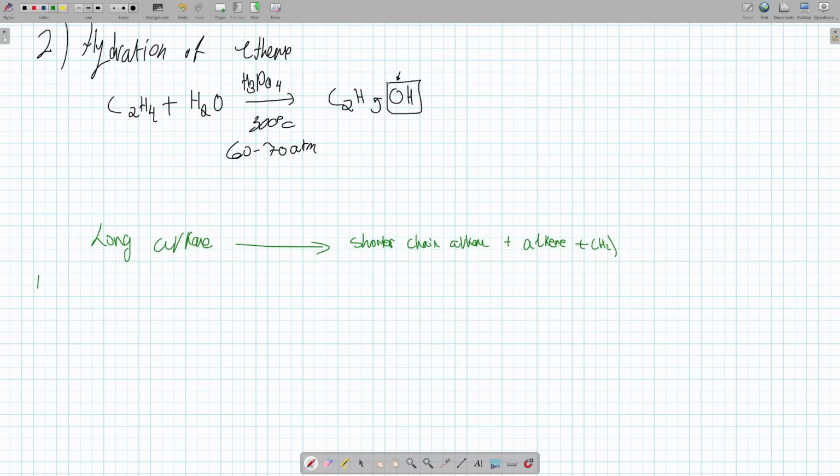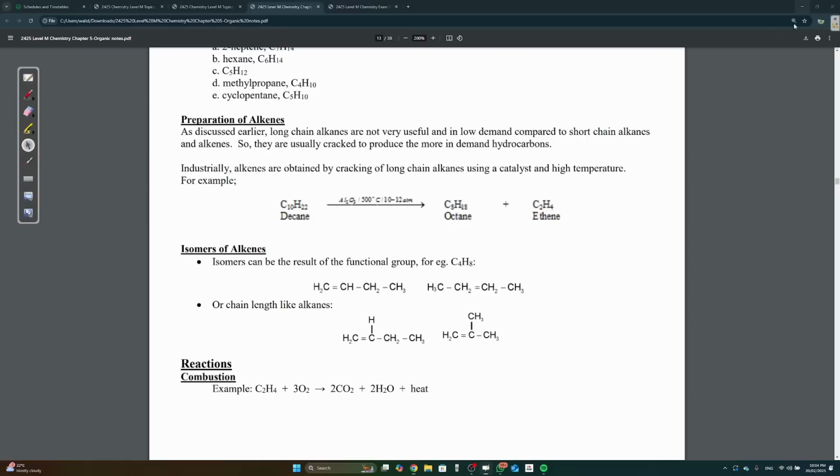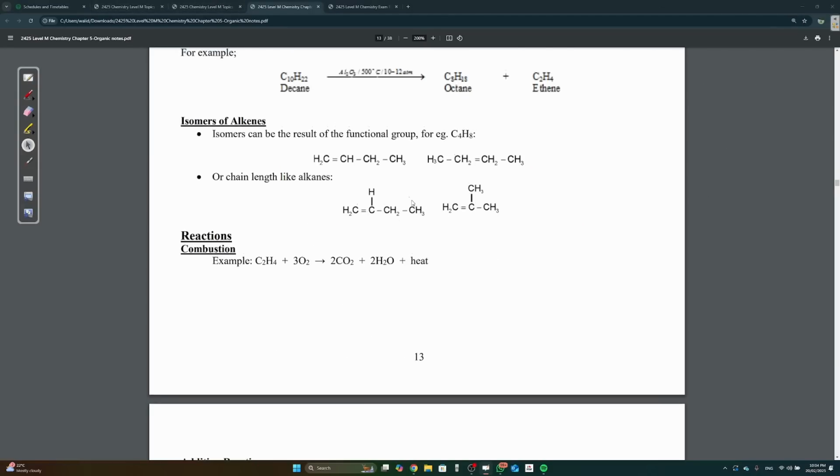What do you need to know? You need to know the catalyst, okay? The catalysts are Al2O3 plus SiO2 at the same time. And the conditions for this are 500 degrees Celsius and 10 to 12 atmosphere. Or you can use Cr2O3, chromium oxide. Again, same conditions, 500 degrees Celsius, 10 to 12 atmosphere. Okay, remember these, please. So that's the cracking. That's the first one.